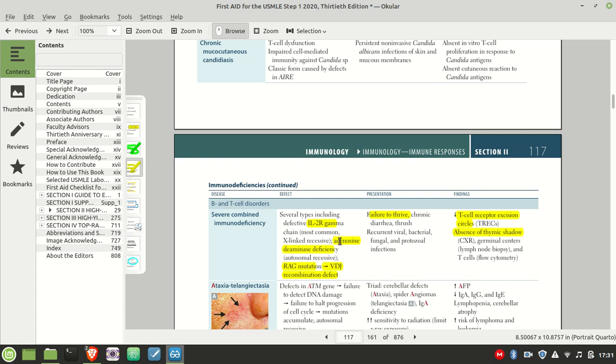They love testing adenosine deaminase deficiency. They love asking you about the interleukin 2 chain. They loved asking you about T cells and thymic shadow.